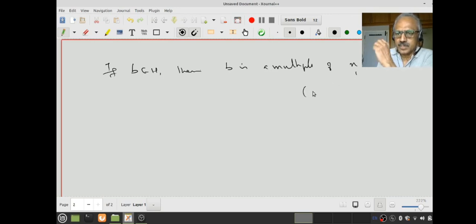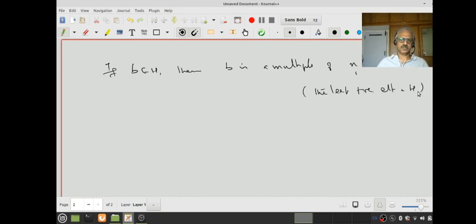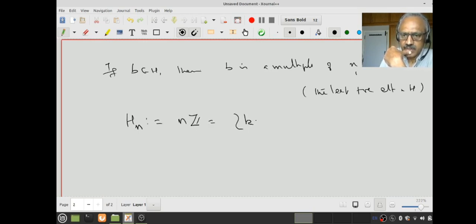What is n? Remember, you always keep that in mind. N is the least positive element in the subgroup H, and we are assuming H is non-zero. Keep that in mind. All right. Therefore, let's give a name. Let Hn be equal to n times Z. This is the set of all k times n, where k varies over all Z, all multiples of n. Set of multiples of n.